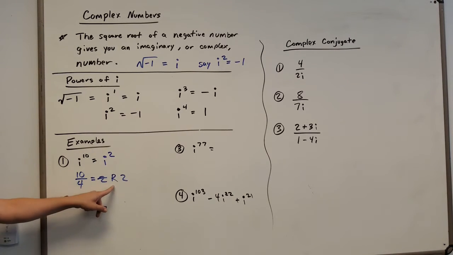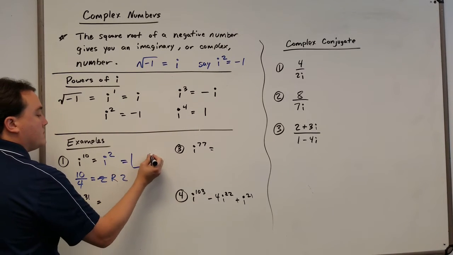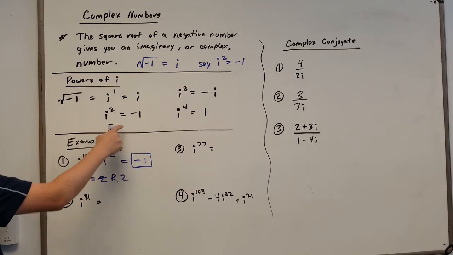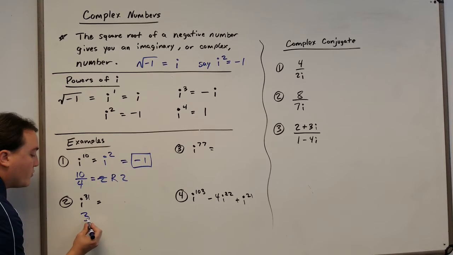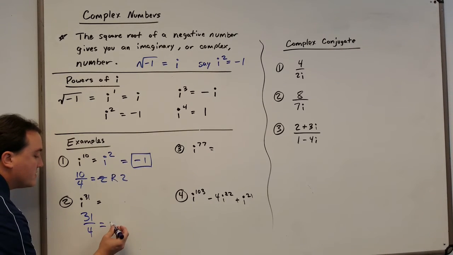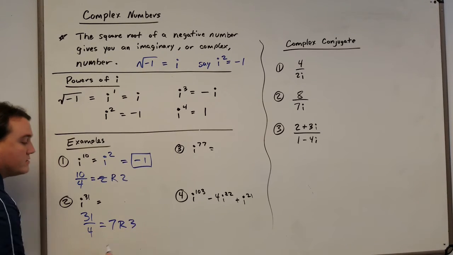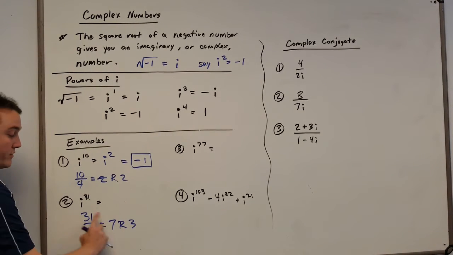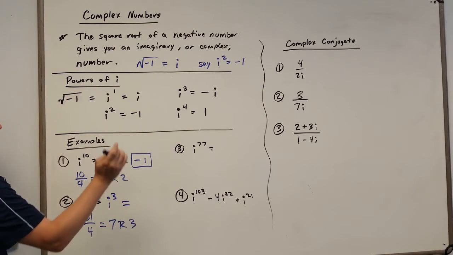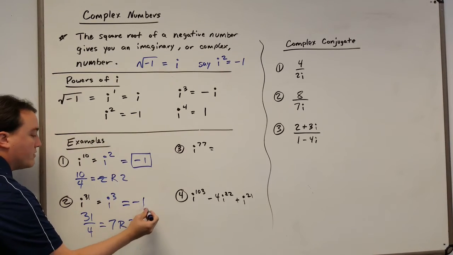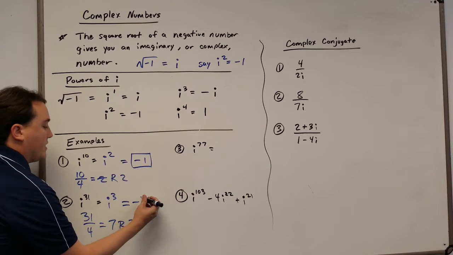You have to understand remainders, though, to understand this. And i squared is -1, by definition. Okay, so we had i to the 31st. 31 divided by 4 is 7, because 4 goes into 28, remainder 3. So this is equivalent to i cubed. And by definition, i cubed is -i.